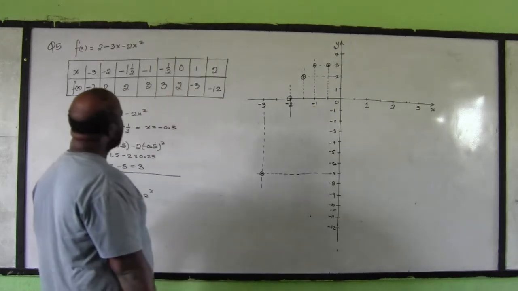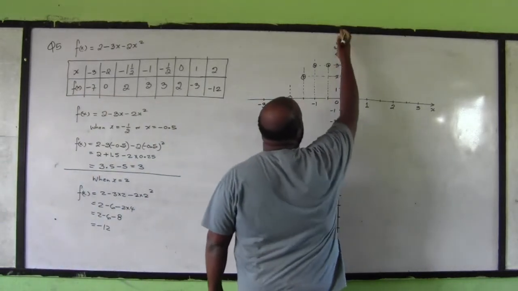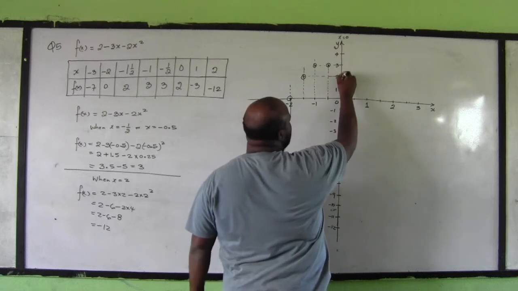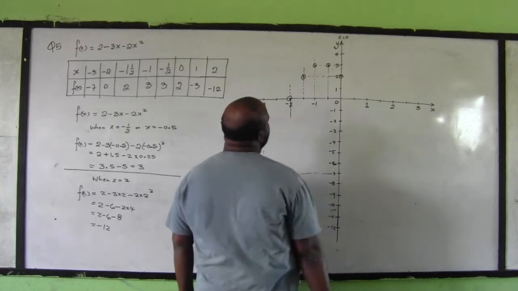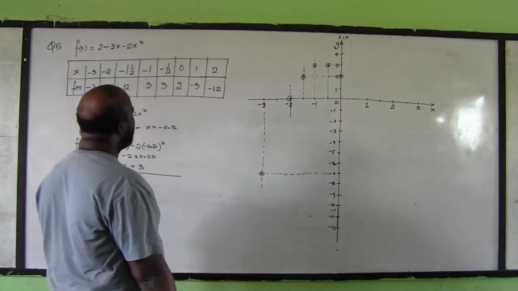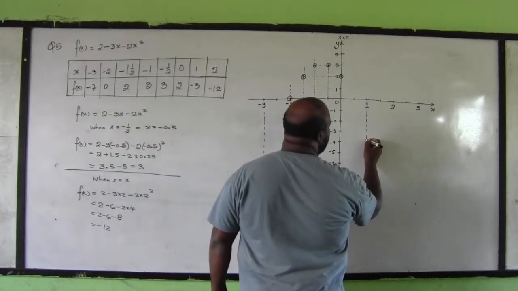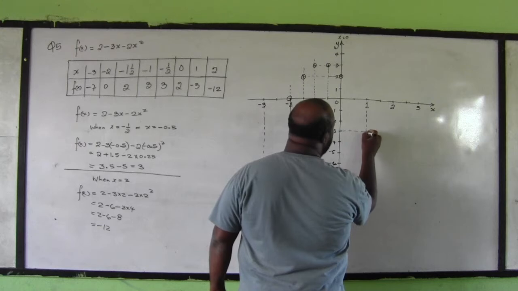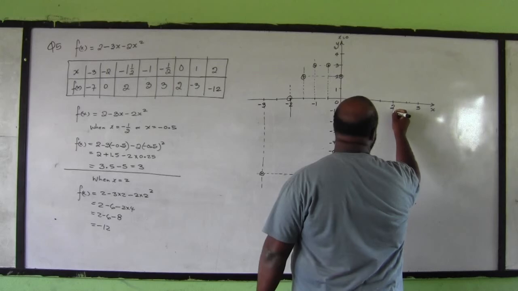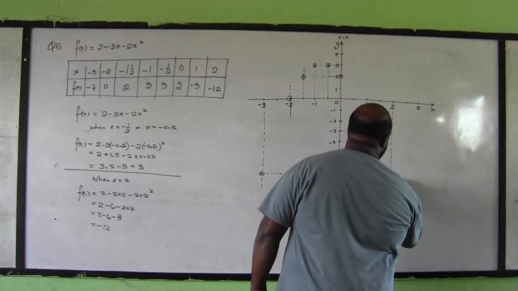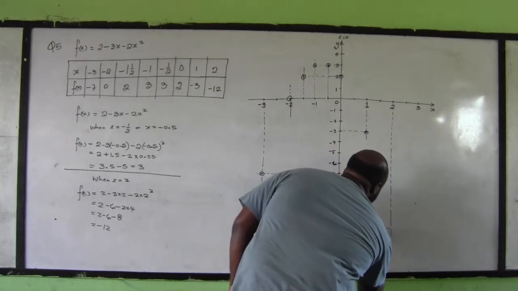Alright. The next point is 0, 2. So this is x equal to 0, horizontal 2. Again, these are at the same level. The graph turned and came back down. Then 1 corresponds to minus 3. That's vertical 1, horizontal minus 3. And then vertical 2, horizontal minus 12.